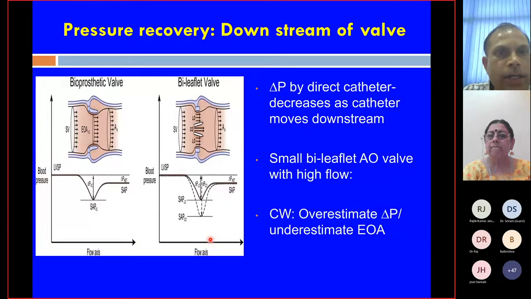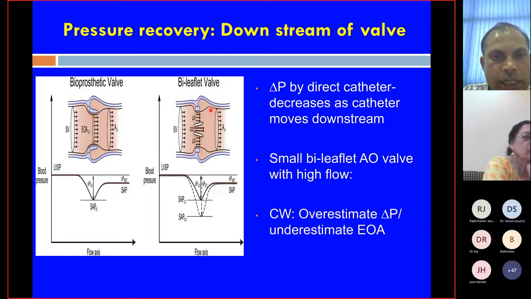So another important phenomenon is the pressure recovery phenomenon. As you know, when the flow passes through the smaller orifice, the velocity is high, but as it proceeds towards the larger area, the flow velocity decreases, the kinetic energy dissipates, and the pressure gradient decreases. This is important, particularly if the ascending aorta size is less than 3 cm, in which case it might give a pseudo high pressure gradient.